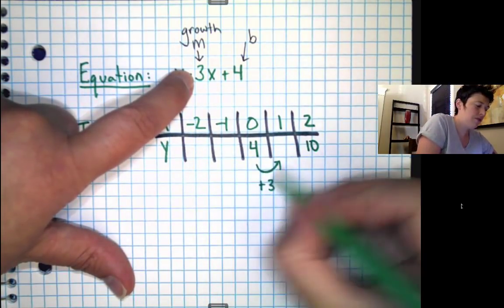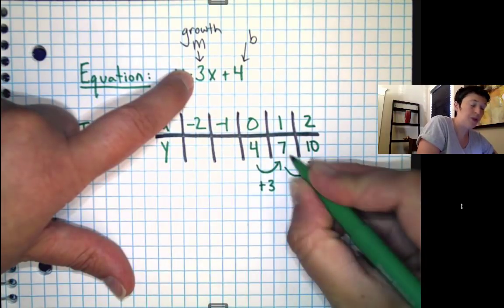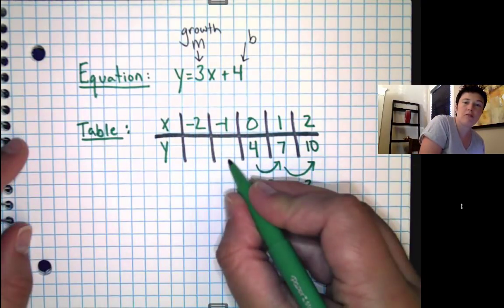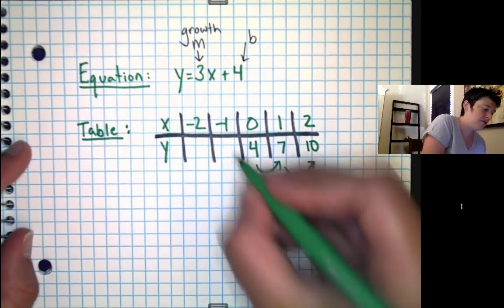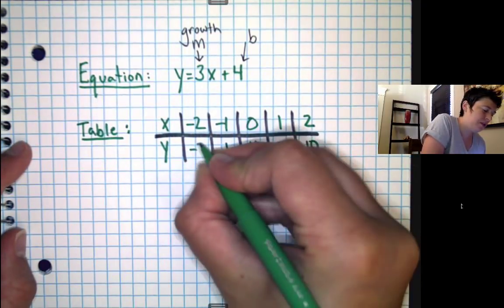So the pattern in my table is it's supposed to be adding 3 as I go up. So 4 plus 3 would be 7. And if I added 3 again, 7 plus 3 is 10. So that looks like it matches up. It makes sense. Well, let's do the same thing just going back 3, back 3. So 4 take away 3 would be 1. And then take another 3 away would be -2.